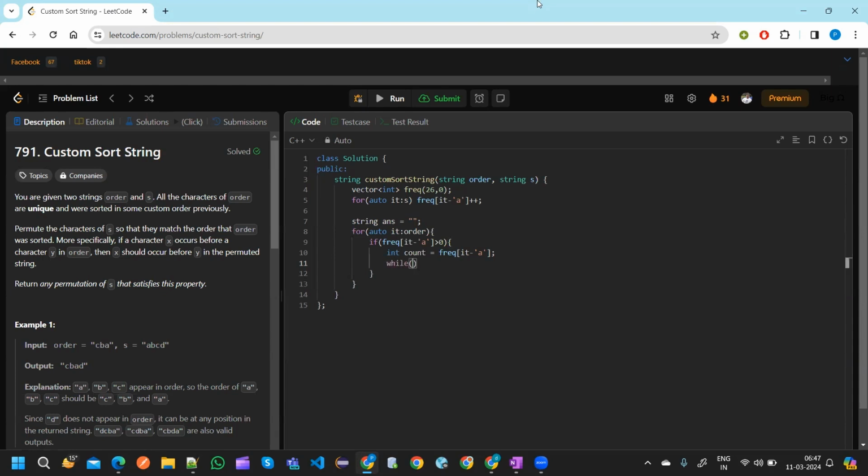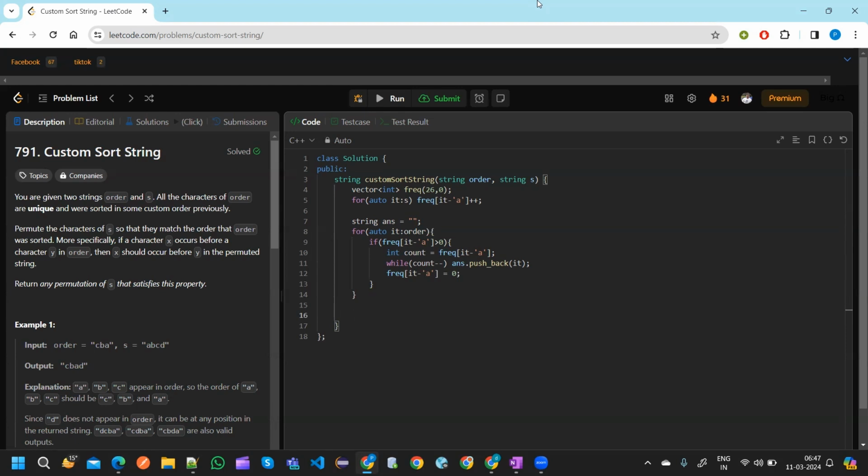So while count minus minus, we will append the characters, right? Now we will reset the frequency. Now it will be 0. So in this way, we will push all the characters that are present in the order string and string S.